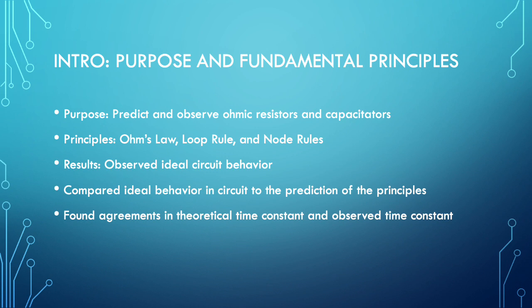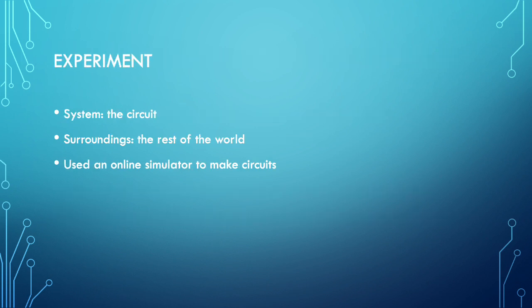As a result, we observed ideal circuit behavior and were able to compare the ideal behavior to the predictions of the principles. Finally, we found agreements in the theoretical time constant and the observed time constant. For this experiment, the system was our circuit, and the surroundings was the rest of the world, which did not interact. We used an online simulator to make circuits with ideal resistors and capacitors.